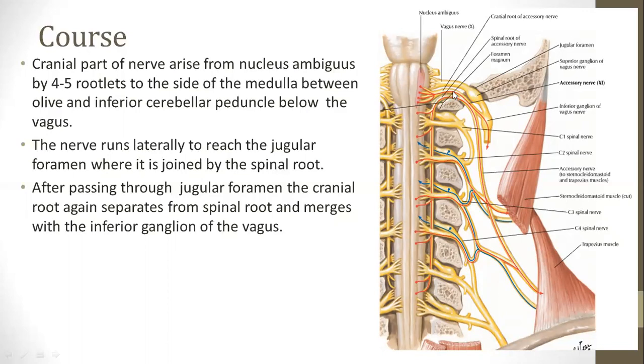This runs upward and laterally to reach the jugular foramen, and here it meets with the spinal root of the accessory nerve. After passing through the jugular foramen, the cranial root again separates from the spinal root. This is the cranial root. It merges with the spinal root within the foramen, but after passing through the foramen, it separates from the spinal root and soon it joins the inferior ganglion of the vagus nerve. This is the superior ganglion, which lies in the jugular foramen, and this is the inferior ganglion. So it joins the inferior ganglion of the vagus nerve.